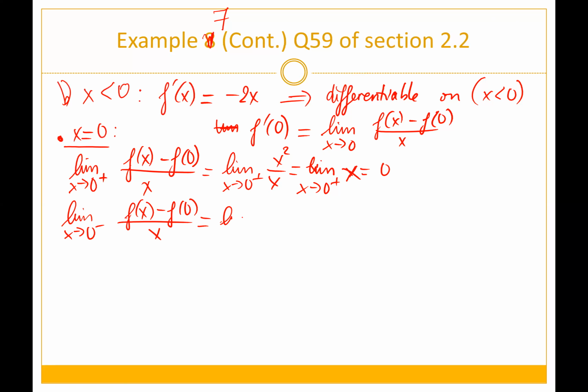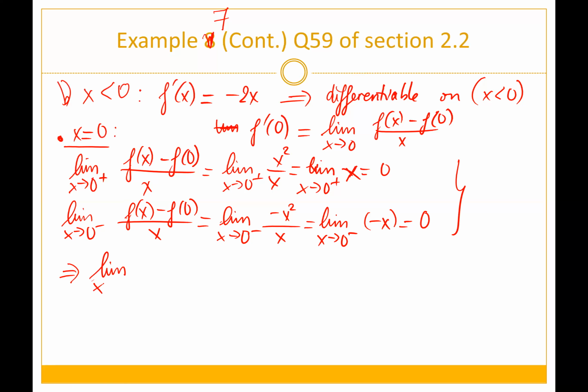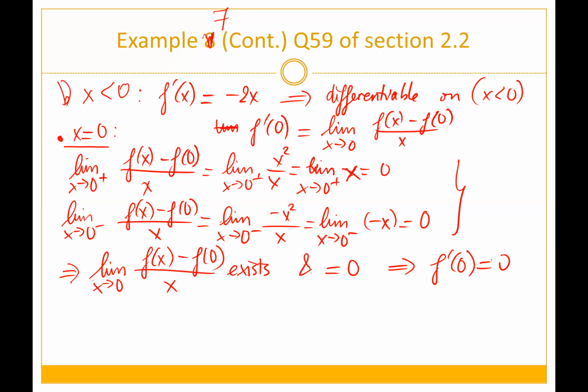It's going to be the limit as x approaches 0 from the minus side of negative x squared divided by x, which is the limit of negative x as x approaches 0 from the minus side. And this one is also 0. So we have the limit as x approaches 0 of (f(x) minus f(0)) over x exists and equals 0. And so our conclusion is that f prime of 0 is equal to 0.